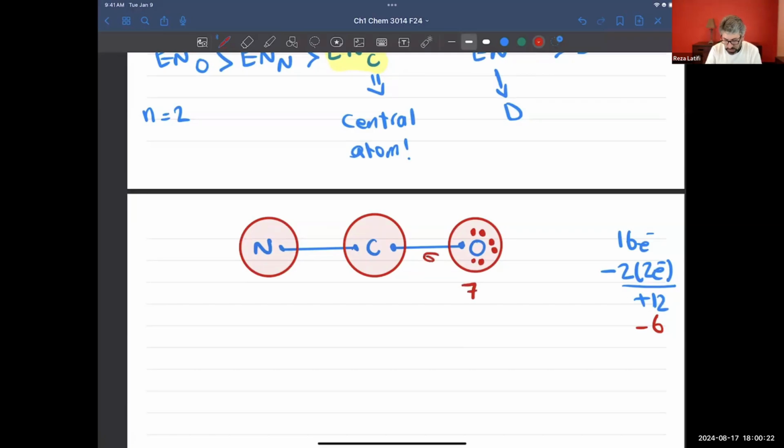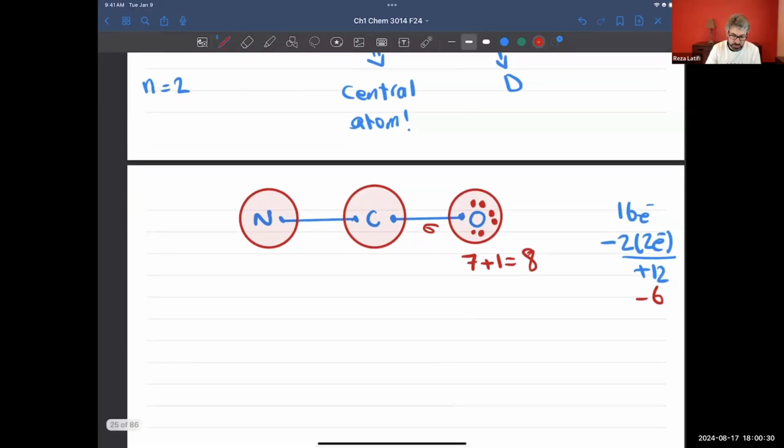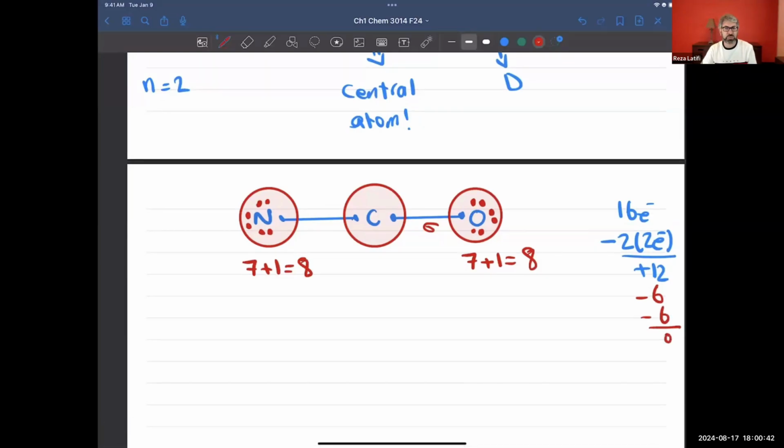So now I have 7 electrons inside the circle. We made 1 sigma bond, plus 1. It will be an octet, so oxygen is happy. Next, we're going to focus on nitrogen. We will give nitrogen also 6 more electrons, so it will be 7 plus 1, 8. We used all the electrons, so we are left with nothing.